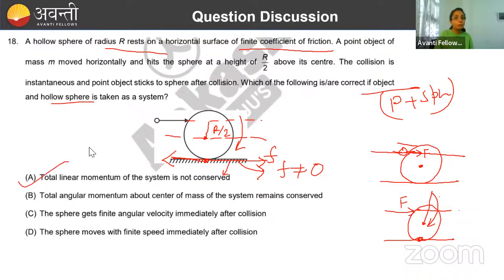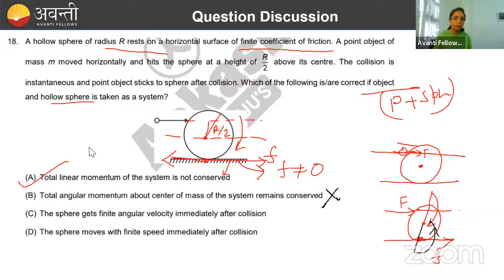Now, what about the angular momentum? The torque because of this force F is an internal torque, right? But since friction is also acting here, because of this friction also, torque will act. Right? And what will be the value of torque? Calculate torque around the center of mass: R cross F. So external torque is also acting. Angular momentum conservation will also not hold. Right? So the statement that total angular momentum about the center of mass of the system remains conserved is wrong, because external torque is acting. So this is wrong.